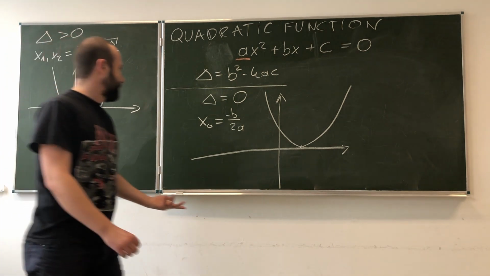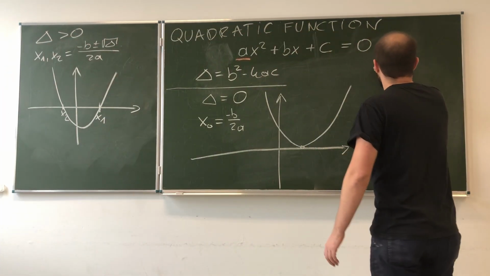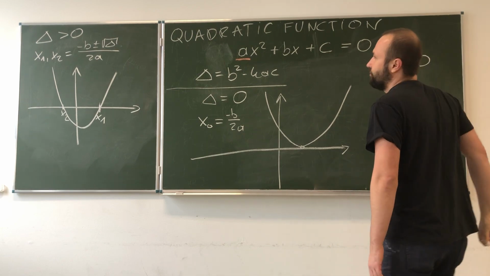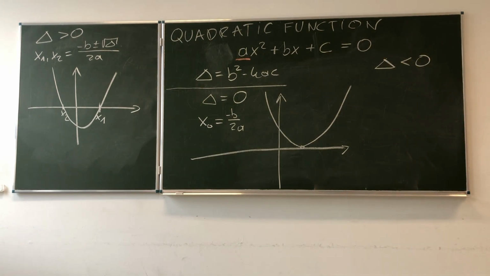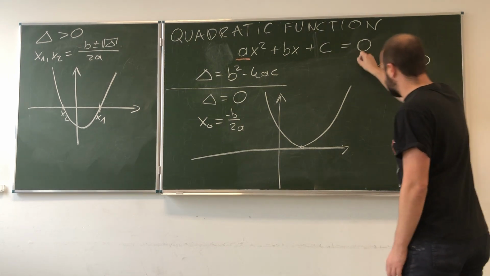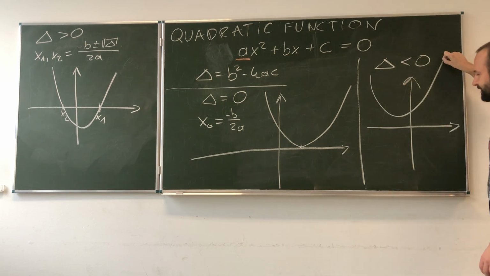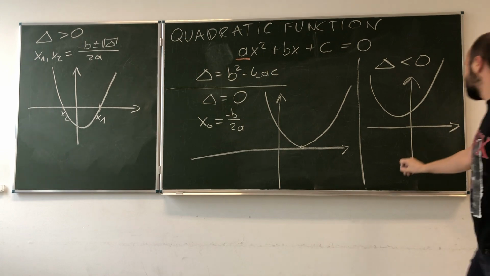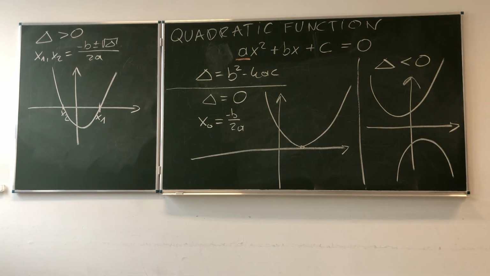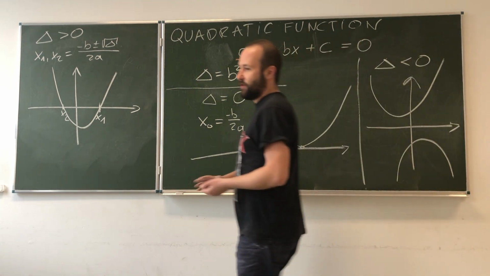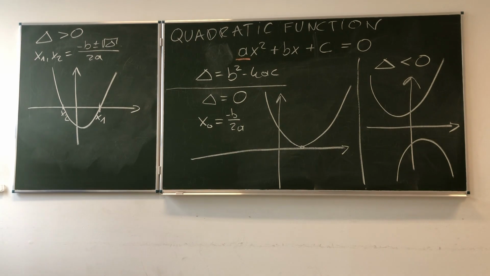Okay, and finally, the last case, with delta lower than 0, we know that we cannot take the square root of a negative number. So, in this case, the parabola will not have zero places. So it will either look like this with positive a, or like this with negative a. Okay, so look, that was the second step we needed to take in order to draw a parabola properly.